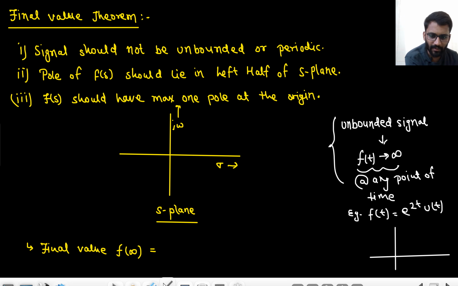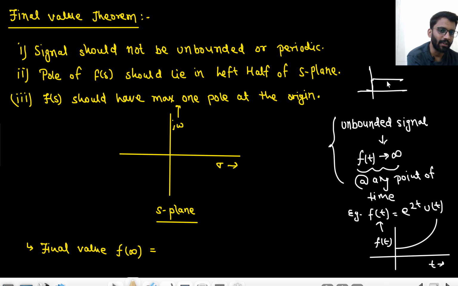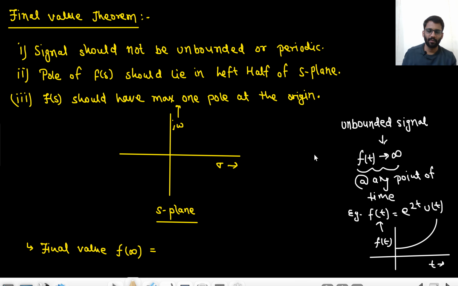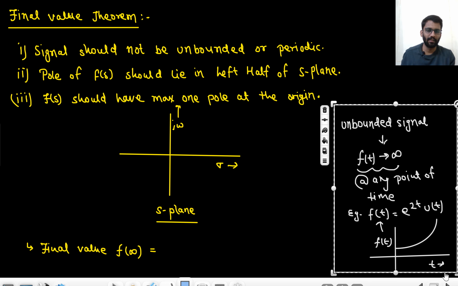The waveform will be something like this. It just keeps on increasing, like this, right? So it is an unbounded signal. Okay, u(t) is not unbounded, because always it will give you 1 volt, and that's a finite value. So it is not an unbounded signal. This is what an unbounded signal is called.